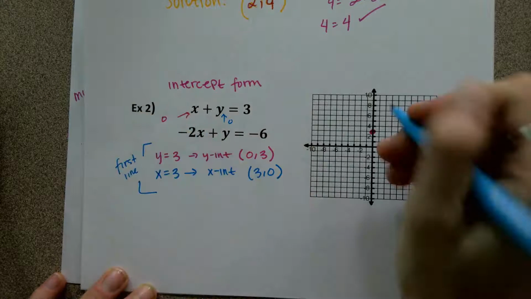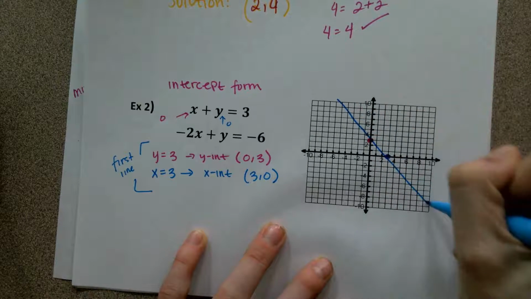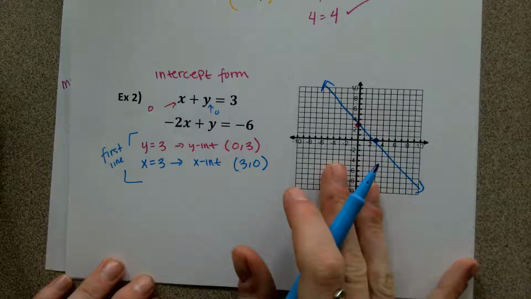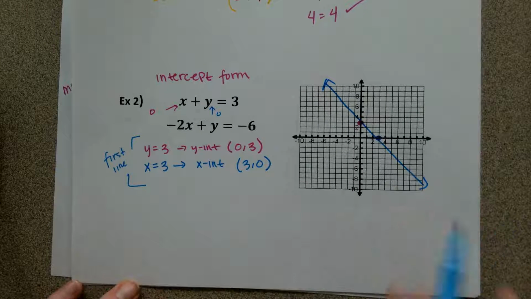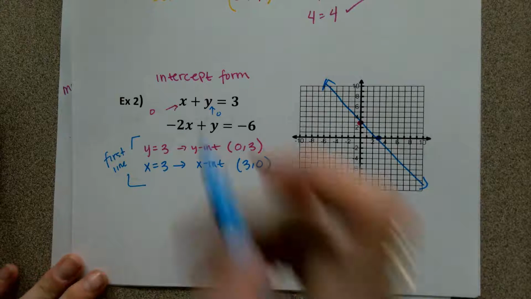Okay, so I come over and I plot that point and I just connect my two intercepts. For this method, you only need to plot your two intercepts to be able to graph.